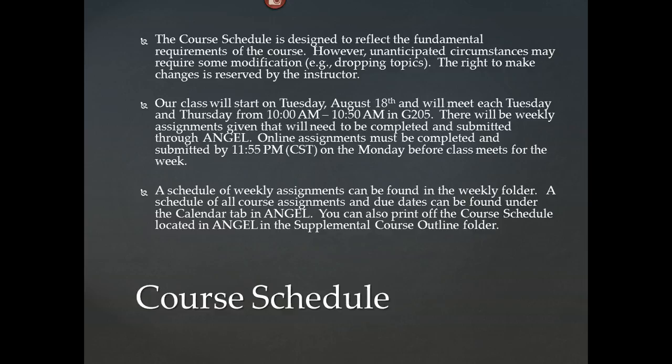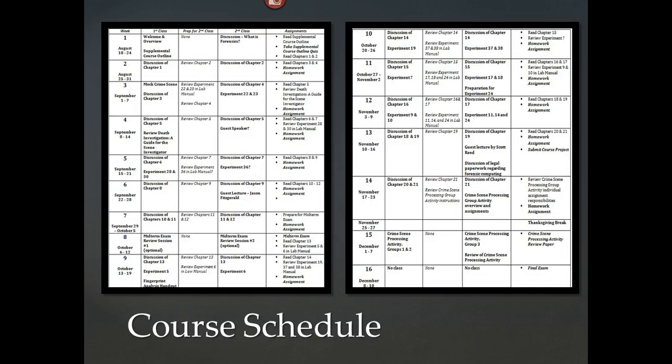Now, again, our class starts Tuesday, August 18th, and then we'll meet each Tuesday and Thursday, again from 10 to 10:50 a.m. There will be weekly assignments that you have to complete and submit online, and I already mentioned the timeline for that. There is a schedule of weekly assignments that's found in the weekly folder. There's also a schedule of all course assignments and due dates that are going to be under the calendar tab in Angel, and then there's a course schedule that's located in the supplemental course outline folder. You'll also be getting a copy of that in class, but if you don't have it or you misplaced it, make sure you check out the supplemental course outline folder.